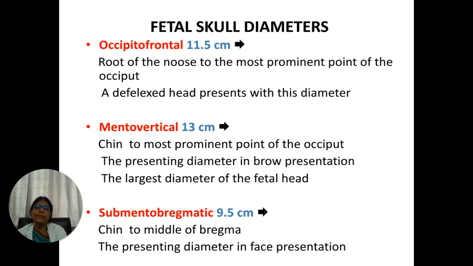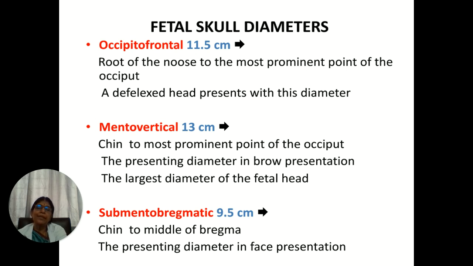Now the next diameter is the occipitofrontal diameter. The occipitofrontal diameter is from the root of the nose to the most prominent point of the occiput. We usually see this in a deflexed head, for example with the after-coming head of a breech presentation, because it is not so well flexed. With uterine action, of course, the flexion occurs.